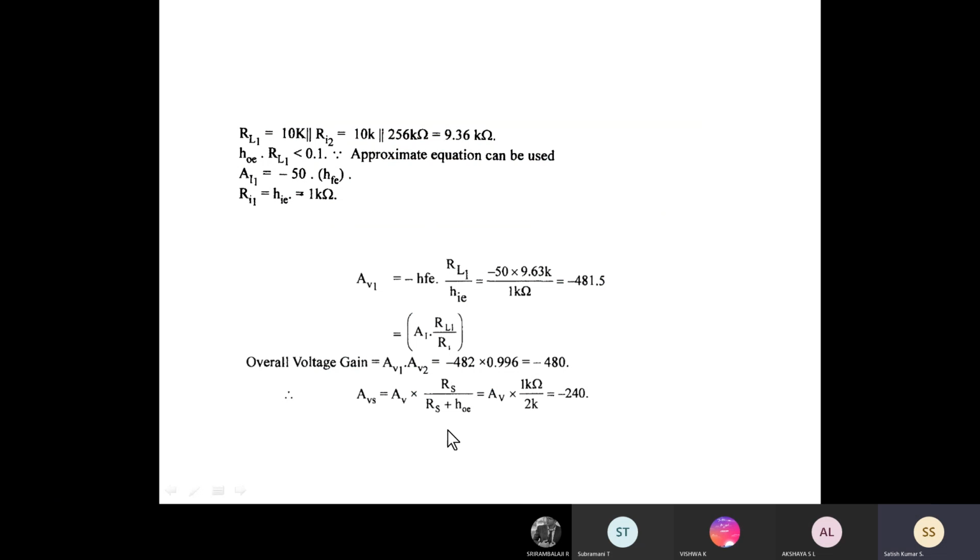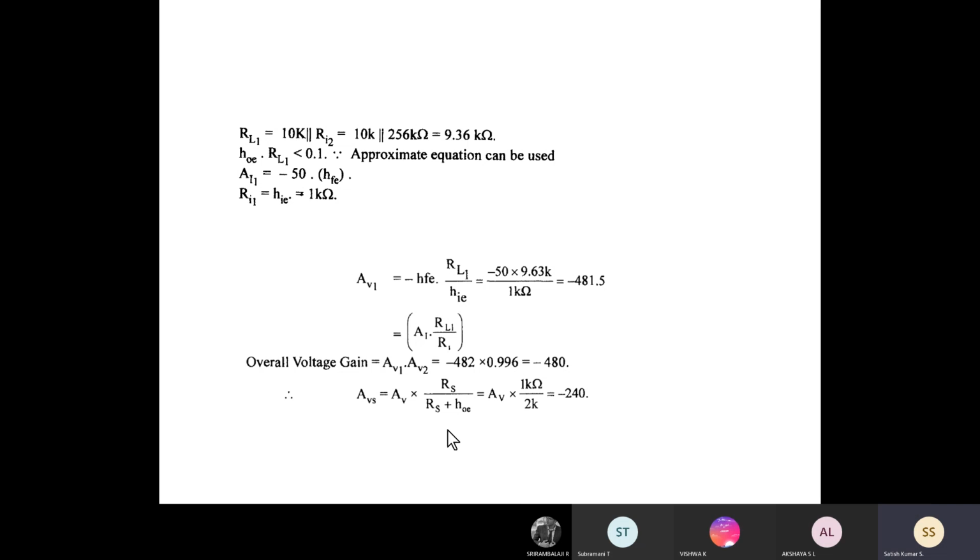Okay. So they have given three resistances in the diagram. One is source resistance. We are using that last point, and the collector terminal we are using while calculating RL1, and RL2 we are using to calculate the second transistor voltage gain. So all the values we are using.